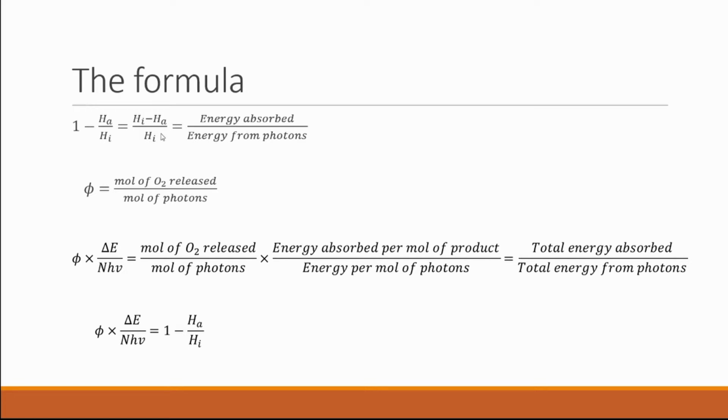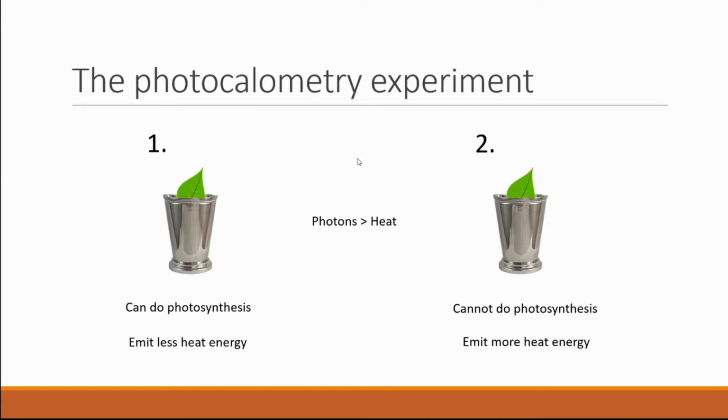Well, when we look at the numerator, HI minus HA, we're basically taking the difference between these two samples of heat. Why is there a difference? Well, that's because some of it is being absorbed for photosynthesis here, while none of it is being absorbed for photosynthesis here. So when you take the difference between 1 and 2, you're going to get the total amount of energy that has been absorbed.